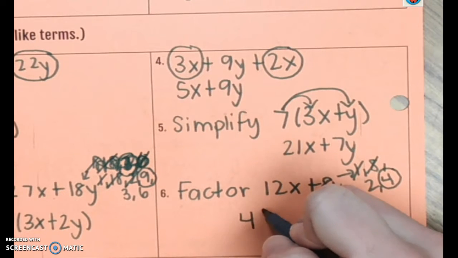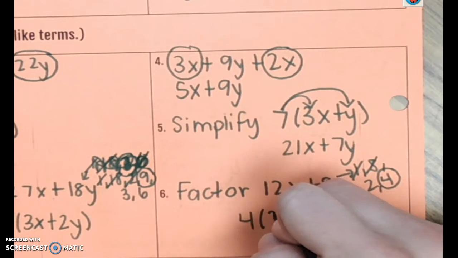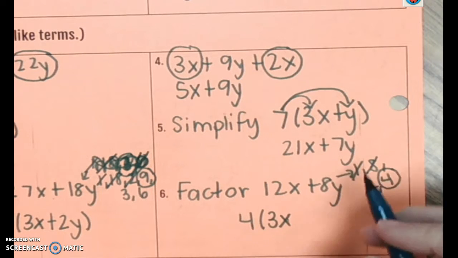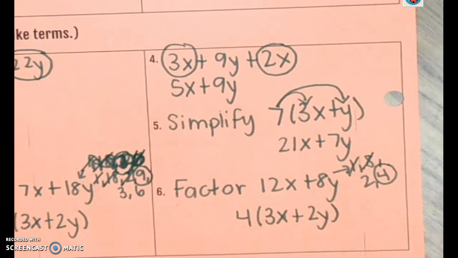So 4 comes on the outside. 4 times 3x is 12x. And then 4 times 2y is 8y. And that is how you get your answers. Make sure that you are only adding like terms. That means only ones that have the same letters on the end.